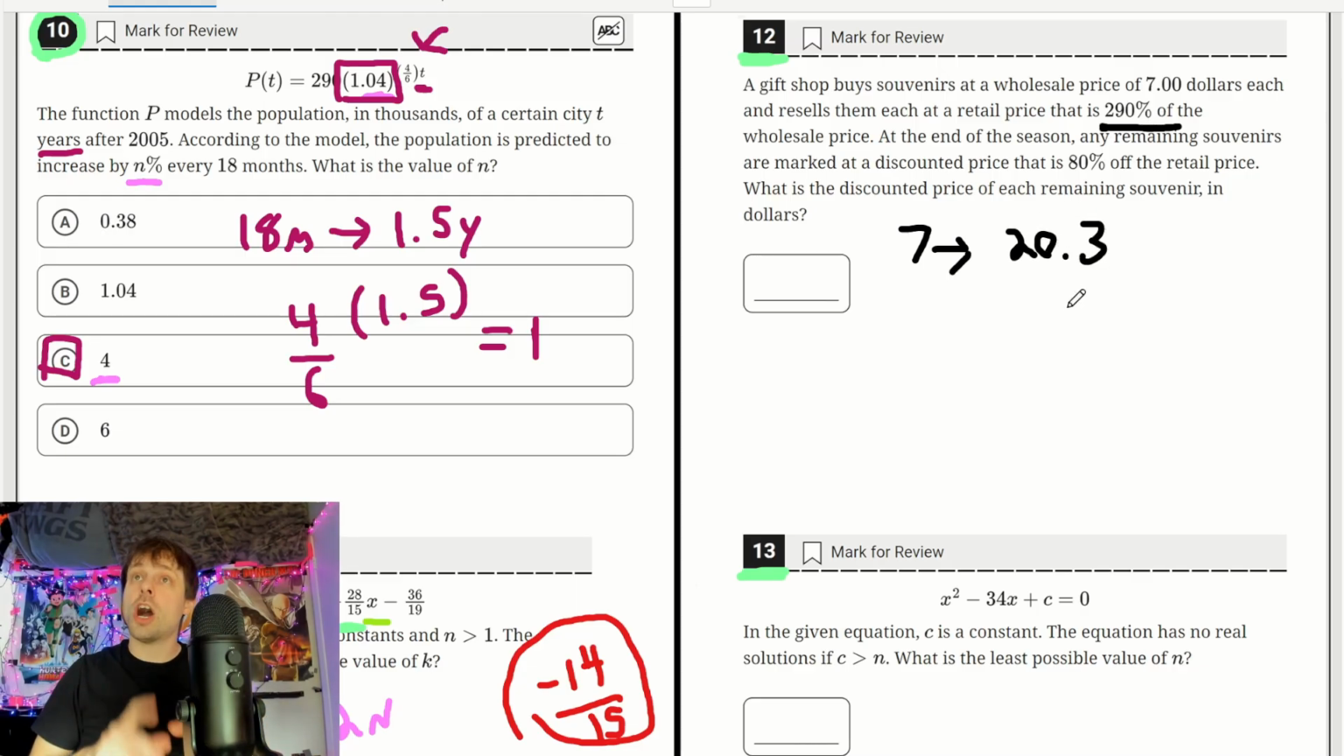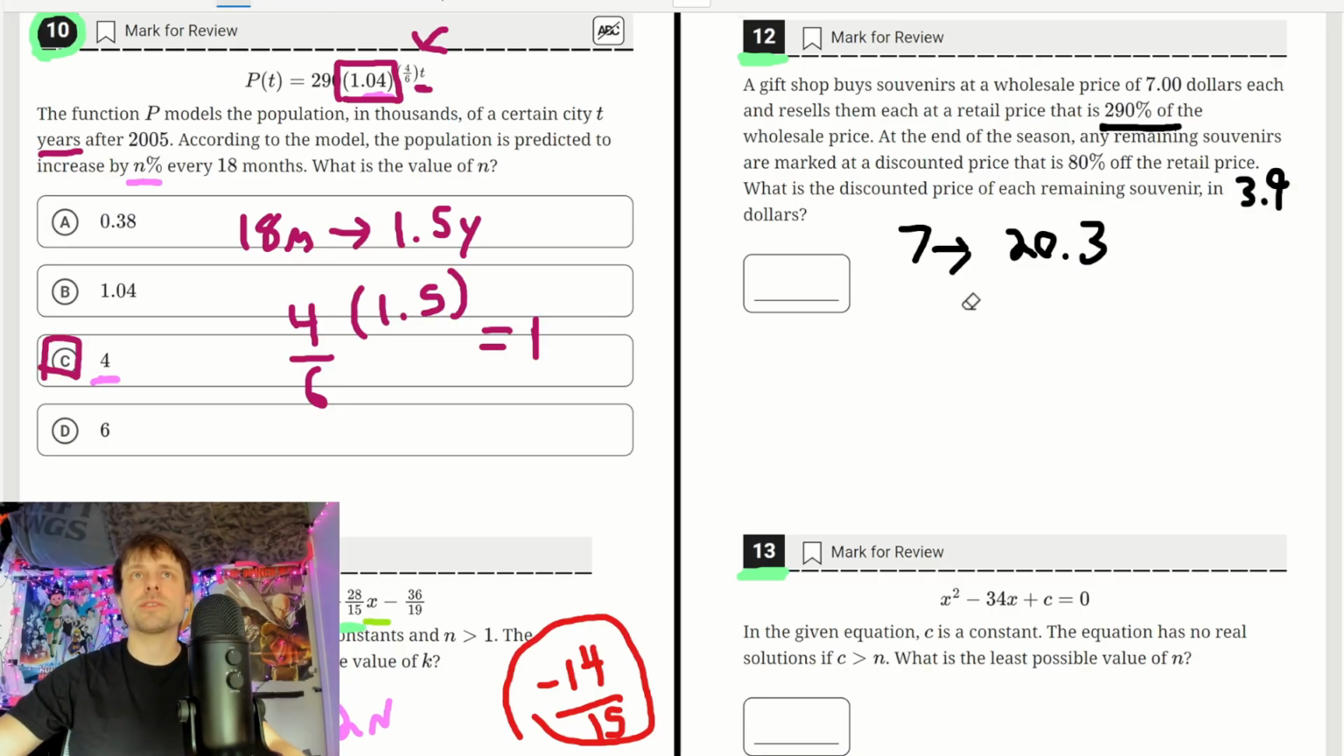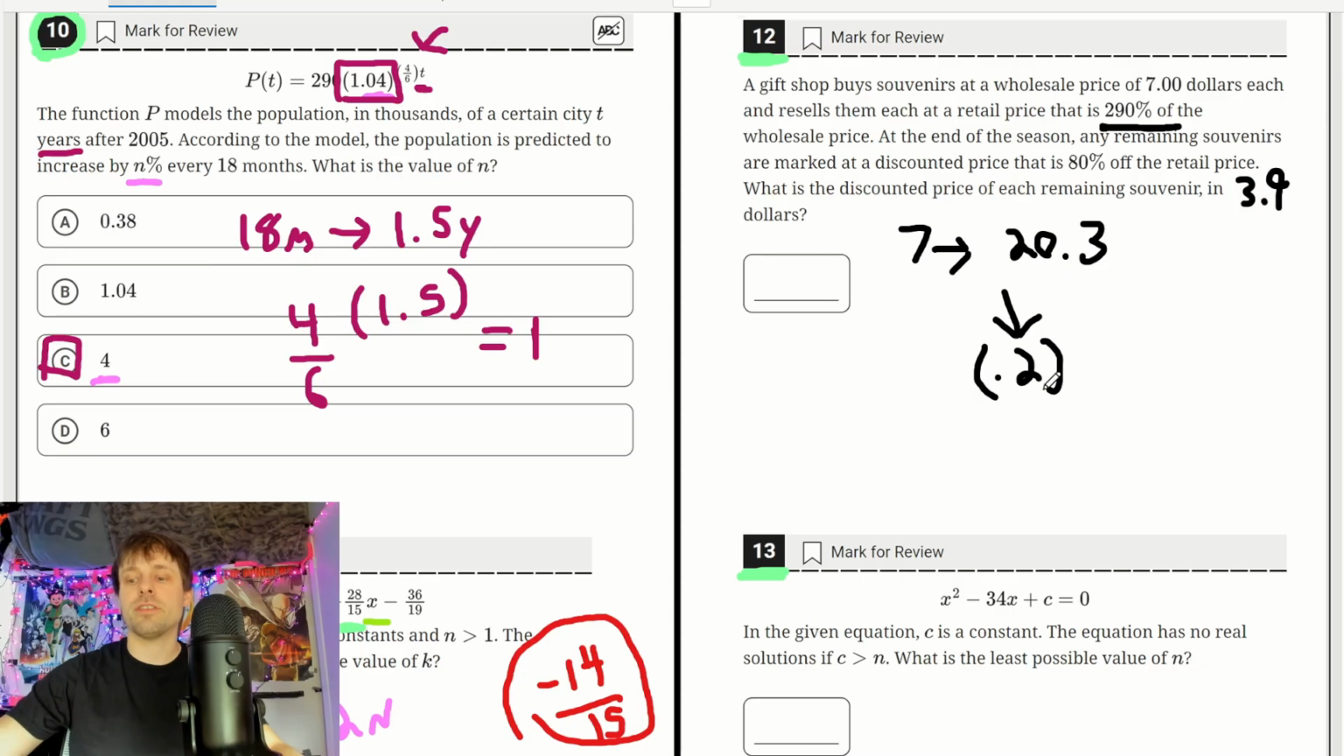When it is not of, you'll see increased by 290% or 290% more. That's where you have to add a 1. That's where instead of timesing by 2.9, that's where it would turn into a 3.9. But again, we'll see more examples of that on future problems. So they are selling these at $20.30, but there's a discount that is 80% off. Just remember that 80% off means you're retaining 20% of the value.